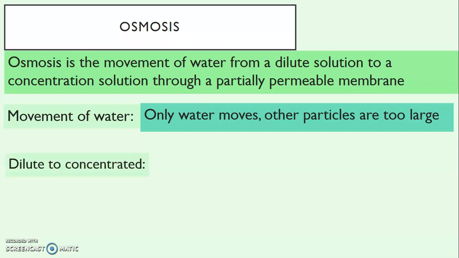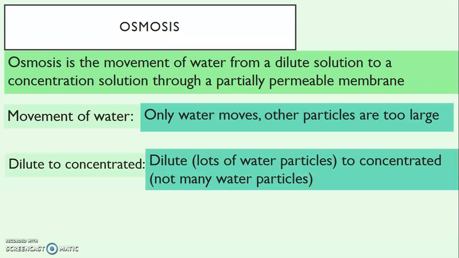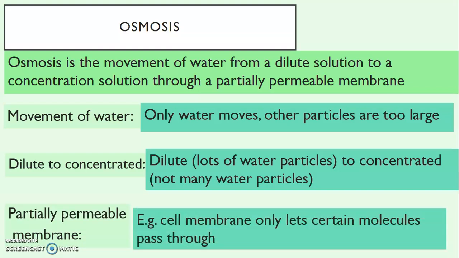From dilute to concentrated, so what we're talking about with this is dilute, where there are lots and lots of water particles, to concentrated, where there are not many water particles. Again, think back to your squash. Dilute, really, really pale, lots of water, not much squash. And then concentrated, much, much darker, because there's a lot more squash and therefore less water. And then finally, a partially permeable membrane. For example, the cell membrane that only lets certain molecules pass through.